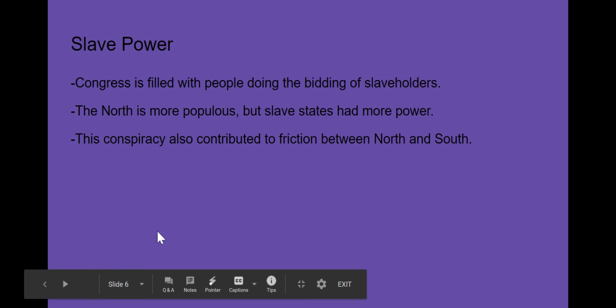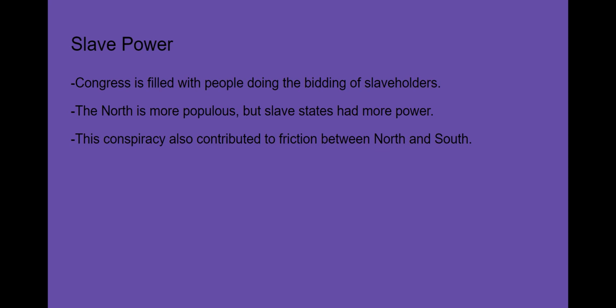Lastly, there is this thing called slave power conspiracy. Basically, what this theory posited was that Congress is filled with people doing the bidding of slaveholders. It should be mentioned here that the North was a lot more populous than the South. So people thought that Congress was filled with people doing the bidding of slave owners so they could keep their institution of slavery going. So people thought that slave states did have more power in Congress, but the North was a lot more populous, so obviously this was unfair.